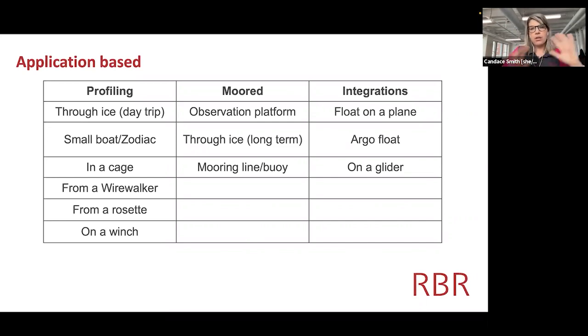And then integrations. So integrations, I'll go into it a little bit more later, but essentially we saw 3 in those quick series, like deploying a float from a plane. So there's a CTD on the float, an Argo float, which is a program, an international program of profiling floats, or on a glider. So those are integrating CTDs into platforms, whereas the profiling and the moored examples that I showed you, the CTD itself is sort of the platform itself to collect all the data. Okay.